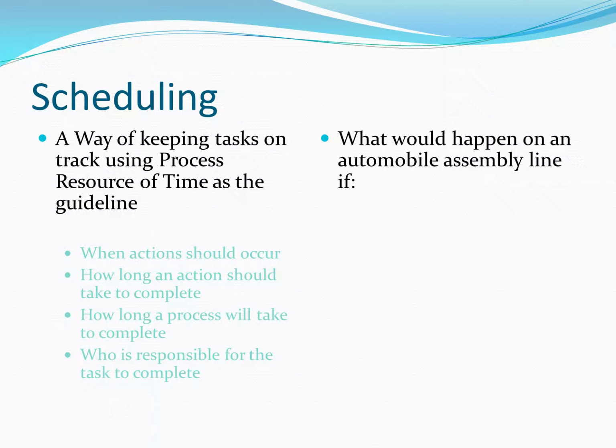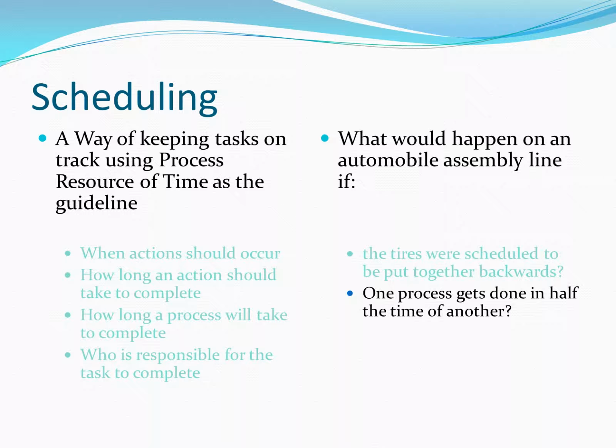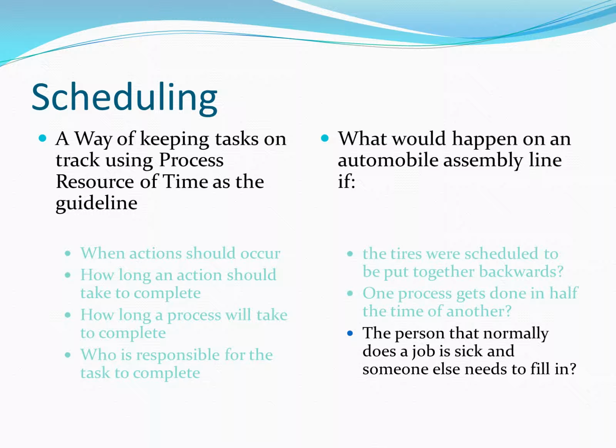An example would be, say you're on an automobile assembly line. If you didn't have really good scheduling, what would happen if, say, the tires were scheduled to be put together backwards? Obviously, that wouldn't work out. What about if one process gets done in half the time of the other? Well, then maybe you want to speed up the original process so it finishes around the same time, or maybe pull some resources away from the task that's getting done too soon, so that way everything gets done and completed right around the same time.